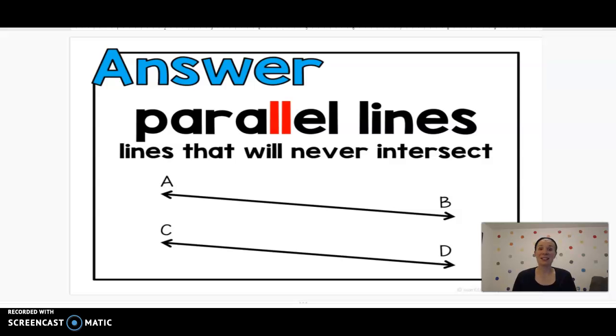Hey fourth graders, today we're going to learn about parallel lines. Parallel lines are lines that never intersect. That means they never cross. They go on and on forever and ever in either direction. So they are two lines. Remember, lines go on forever in both directions, and these lines never touch.